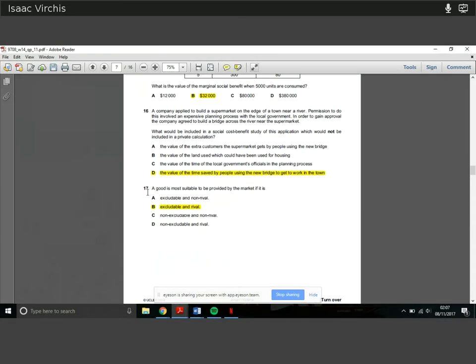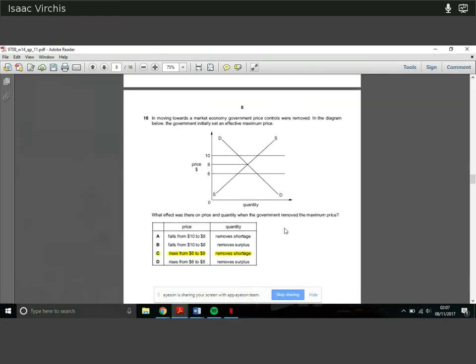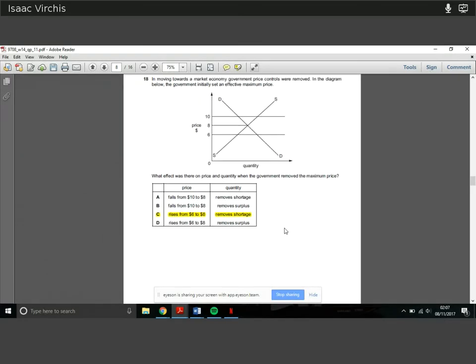Moving on to question 17, which good is most suitable to be provided by the market? It's basically one that's not a public good. So we're looking for something that shows the opposite qualities of public goods. Normally, this question would be asking what a public good would be. Well, it would be non-excludable and non-rivalrous in consumption. So here we're just looking for the opposite. The answer very clearly here is B. Something that's excludable and rival is very good to be provided by the market because you can stop people from consuming it and everyone needs to buy it. They want to consume it.